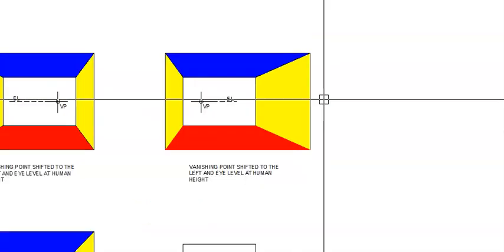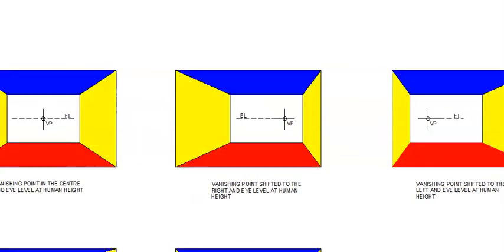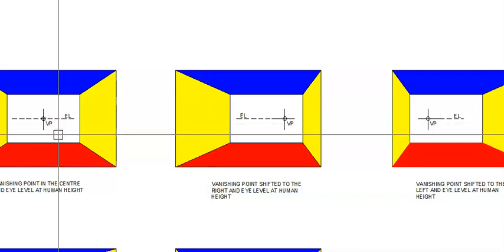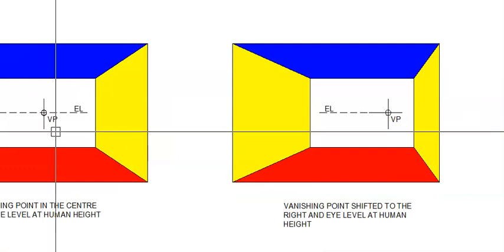Now let us see, in all these three cases, the eye level has remained the same. As you can see, it has remained at the human eye level. The standard person standing about 5 feet will be his eye level.